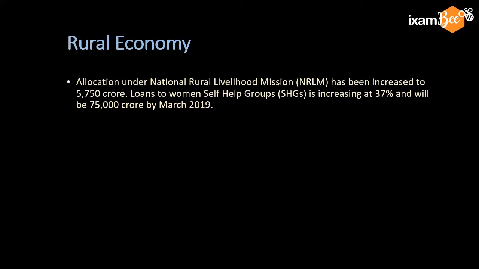Another important data is about the National Rural Livelihood Mission, NRLM. The budget has been increased to 5,750 crore in this, and NRLM is a poverty alleviation scheme in which self-help groups of women are organized and loans are provided to the self-help groups. So by March 2019, loans of 75,000 crore will be given to these self-help groups.